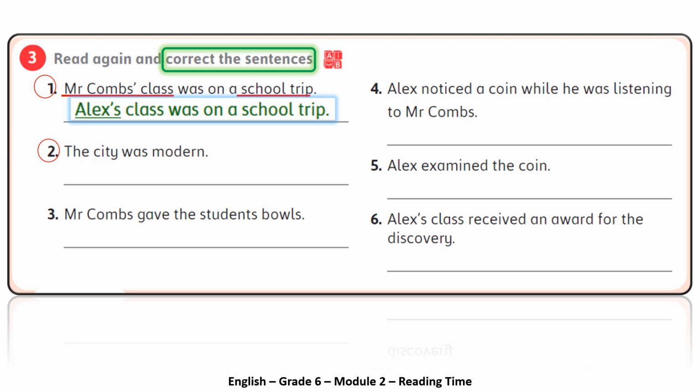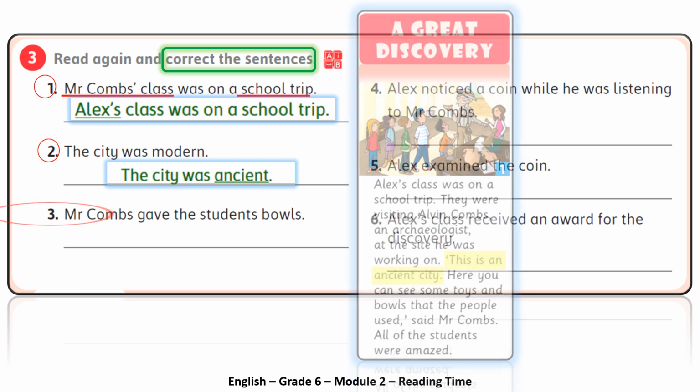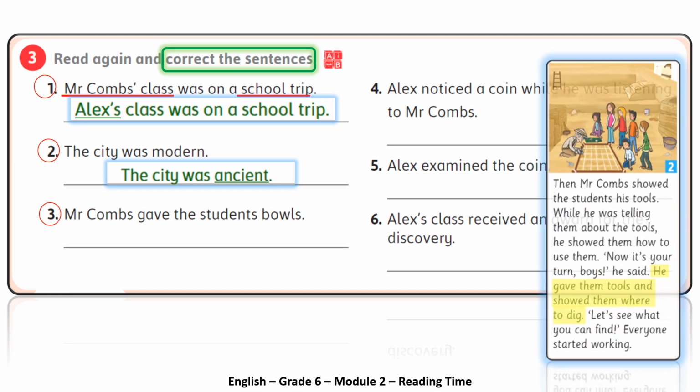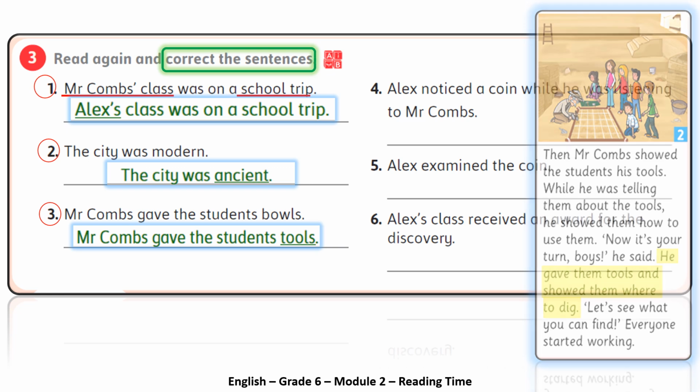Back again. Number 2, we find the information in paragraph number 1. This is an ancient city. So the correct piece of information is the city was ancient. Number 3, Mr. Combs gave the students bowls. In the text, especially in paragraph number 2, he gave them tools and showed them where to dig. So the correction is Mr. Combs gave the students tools.